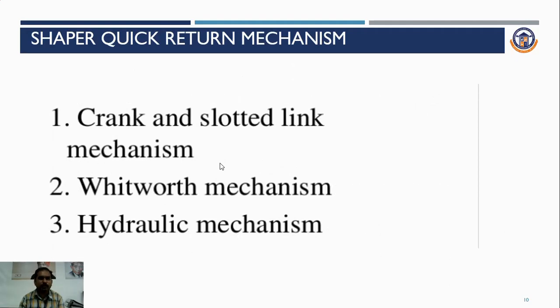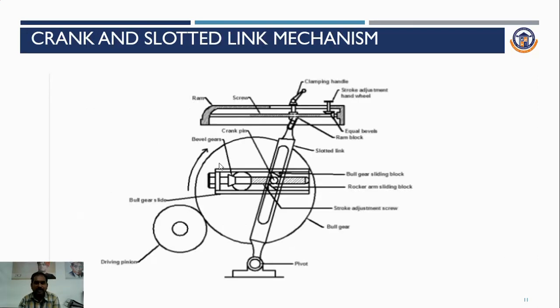Then we have the shaper quick return mechanisms: the crank and slot link mechanism, the Whitworth quick return mechanism, and the hydraulic mechanism. In the crank and slot link mechanism, we have the bull gear. The driving pinion is assembled to the bull gear, and it will be rotating. Here there is a crank pin. The crank pin will be adjusted, and the stroke length will be adjusted. It can be moved up and down based upon our requirement.